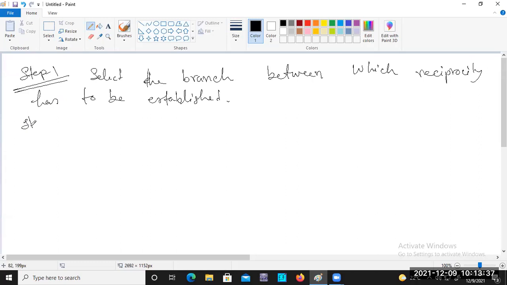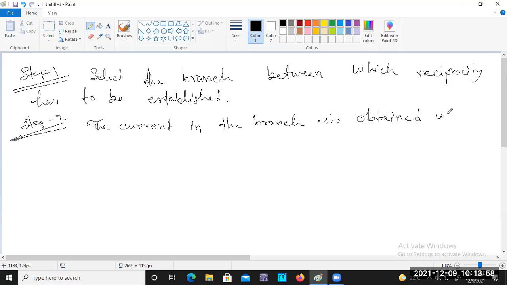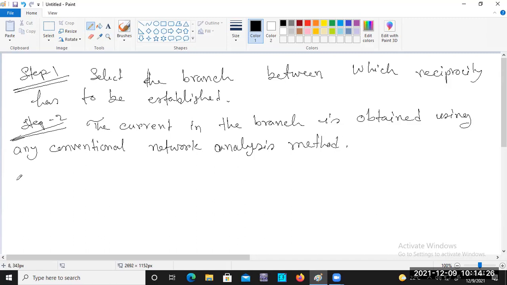Then step 2: the current in the branch is obtained using any conventional network analysis method.